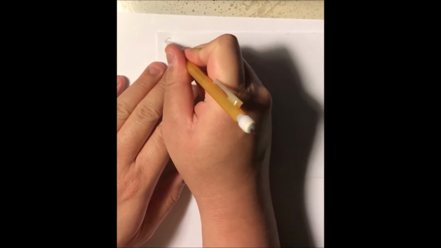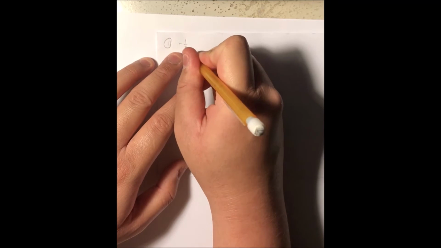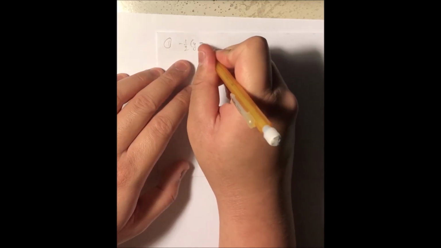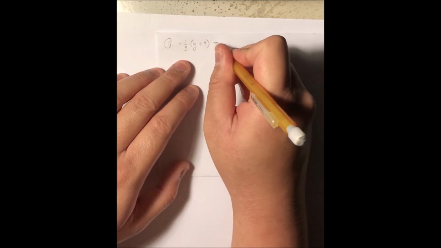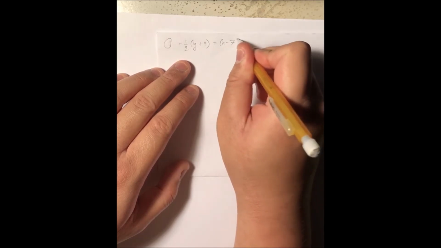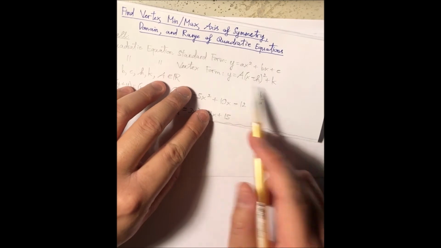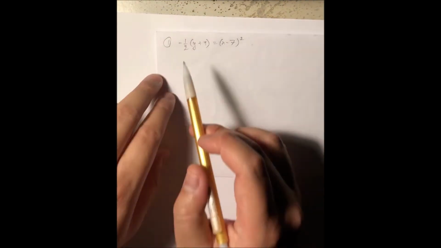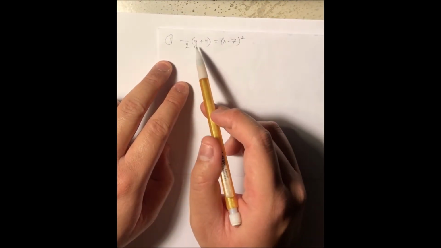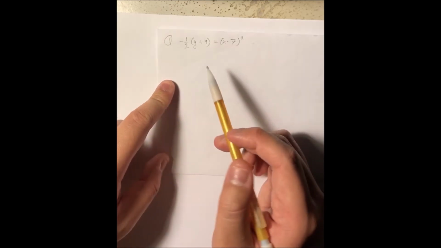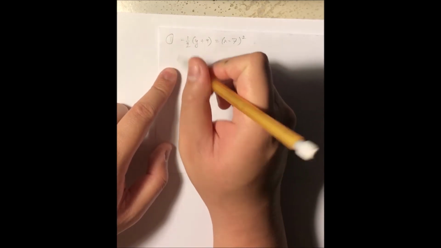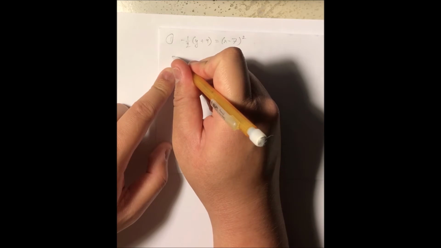But in example 1, we have negative 1 over 2 times y plus 4 equal to x minus 7 squared. Well, in vertex form, it is y equals something. But in this case, you've got the product of negative 1/2 and y plus 4.